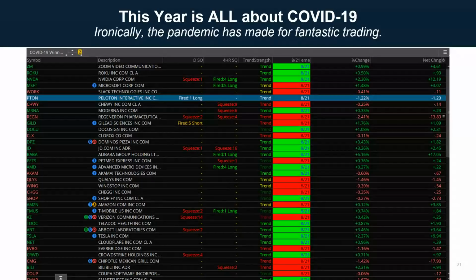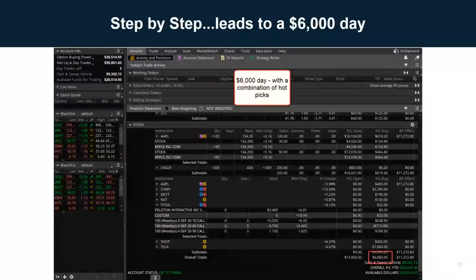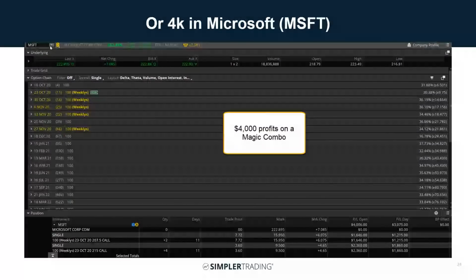So this year, it's been all about the companies that have been making money in this pandemic. And here are several of them. You've got Roku, NVIDIA, Microsoft, Peloton, Chewy, the ones that we're going to be talking about tonight, okay? So let's talk about it step by step. Right now, e-commerce stores and specific retail outlets are doing phenomenal, but how do you know which ones, okay? It's these steps that lead to days like a $6,000 day or like a $4,000 day in Microsoft.